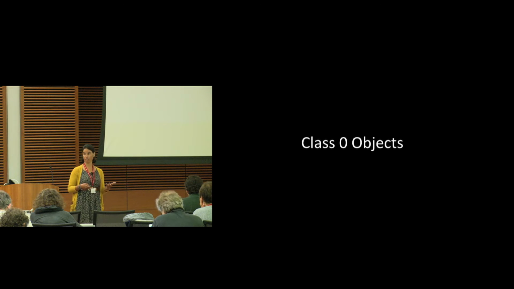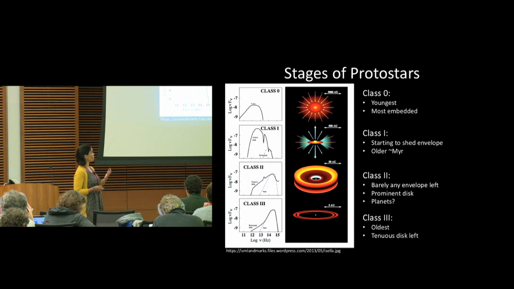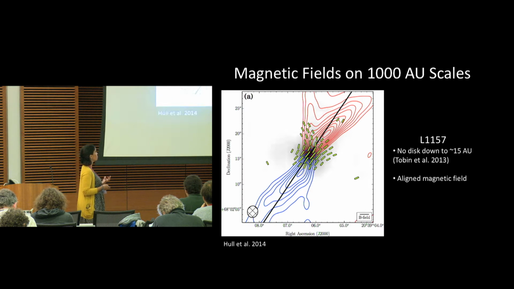We've had a nice introduction into class zero objects this morning. These are the youngest, most embedded sources of protostars, and these are very difficult to observe because they're very embedded in dust. We know that by the class one stage, we see lots of disks. So we want to look at even younger stages, because at the class zero stage, this is likely the initial conditions for disk formation. We want to see what the magnetic fields look like in those sources.